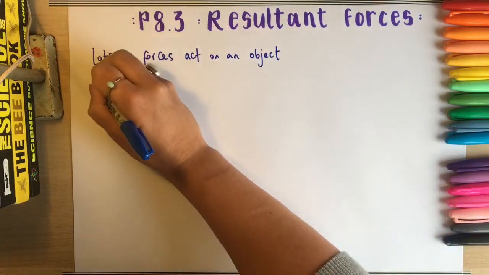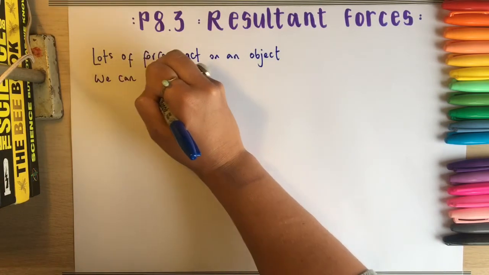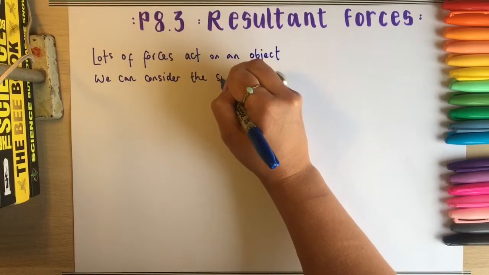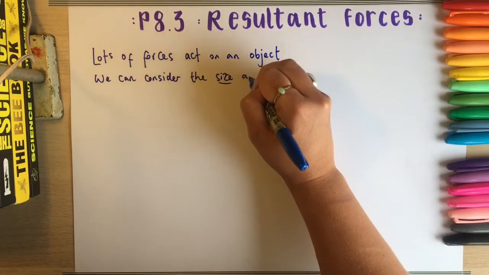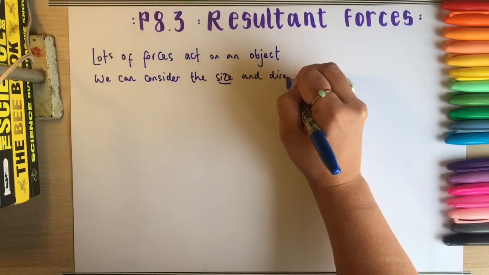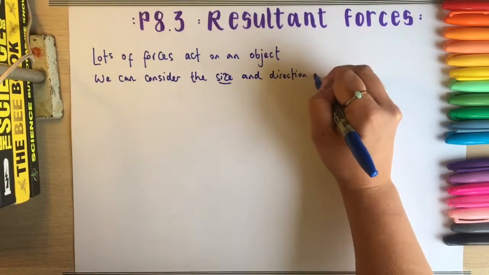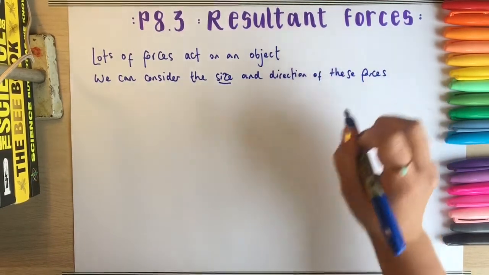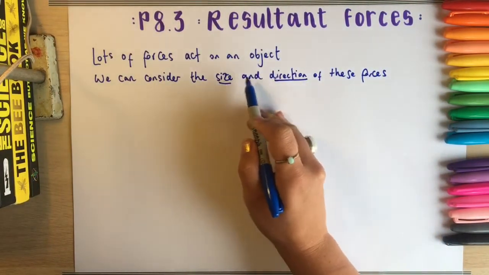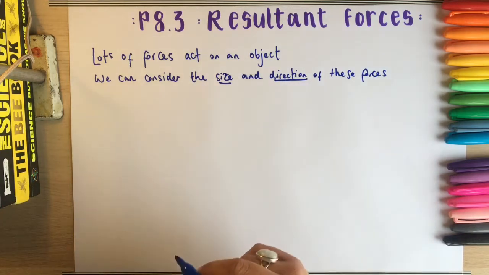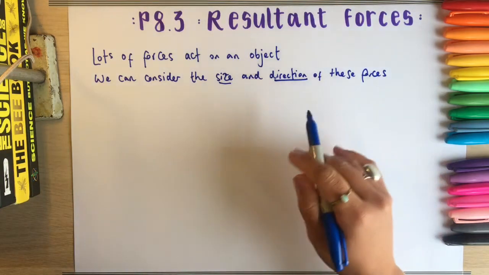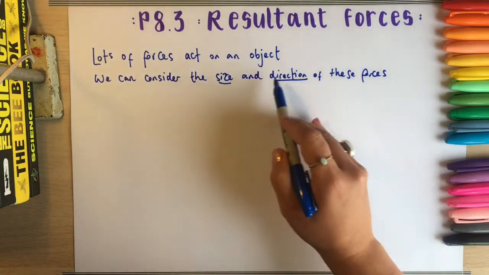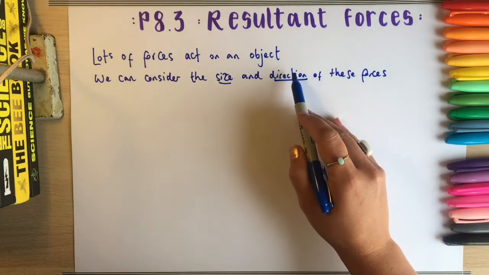So we can consider the size and direction of the forces. And so let's remember, if it has size and direction, then that means it's a vector quantity. So we did that in the first lesson of this topic. So remembering that force is a vector, which means that direction matters.